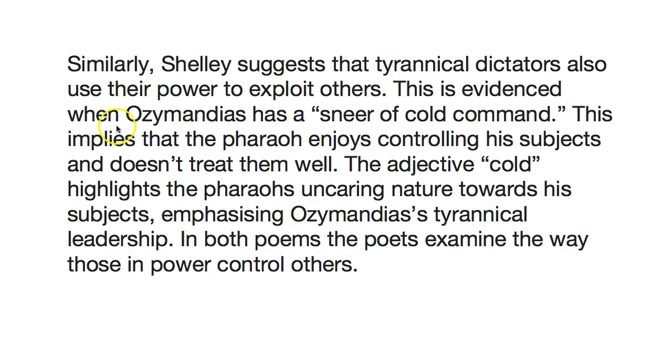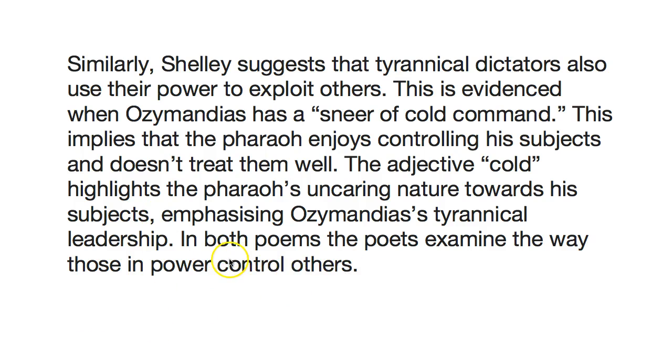This is evidenced when Ozymandias has a sneer of cold command. There you have integrated quotations again that fit into the sentence. This implies that the pharaoh enjoys controlling his subjects and doesn't treat them well. The adjective cold highlights the pharaoh's, I should have put an apostrophe there, terribly sorry, uncaring nature towards his subjects, emphasizing Ozymandias' tyrannical leadership. In both poems, the poets examine the way those in power control others.